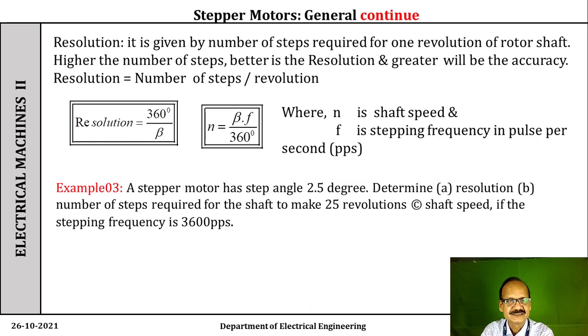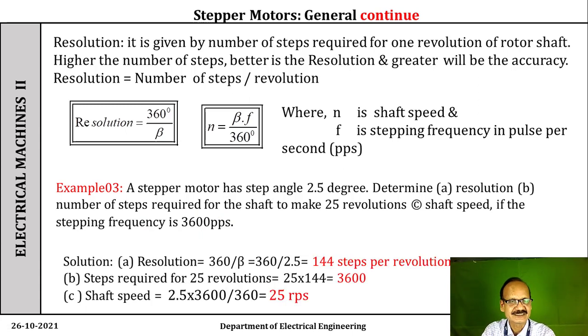Okay. So for example, a stepper motor has a step angle of 2.5 degrees. So beta is given to you. Determine the resolution, the number of steps required for the shaft to make 25 revolutions, and then the shaft speed if the stepping frequency is 3600 pps, pulses per second.